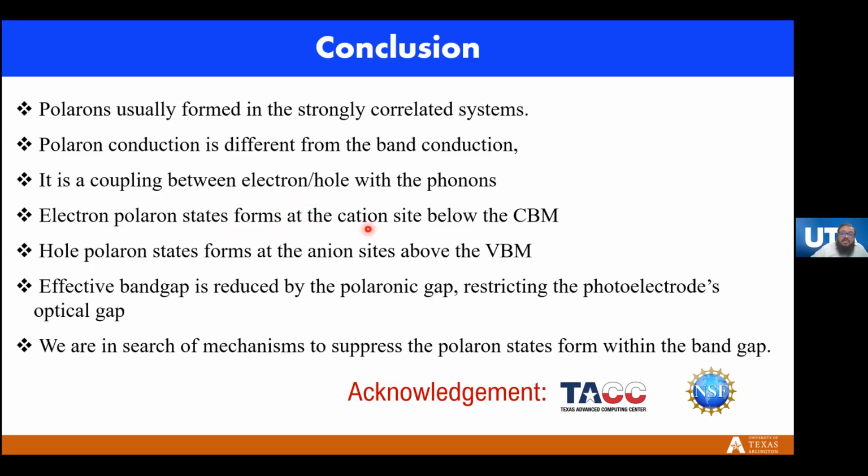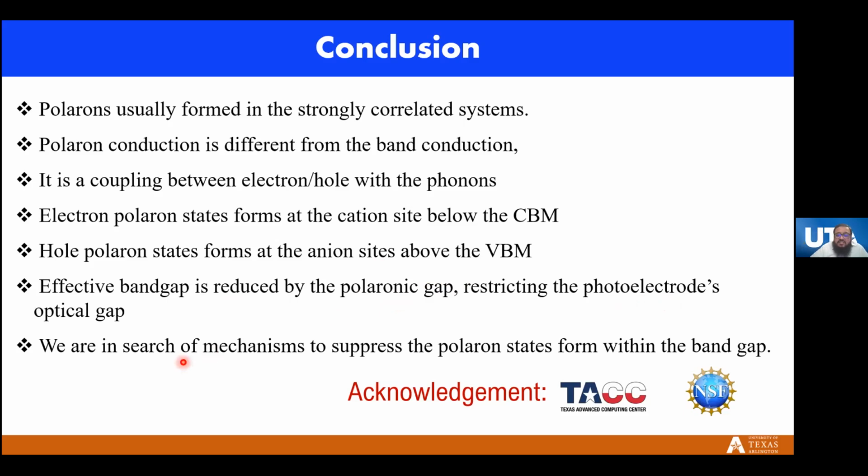Electron polarons form below the conduction band minima on the cation side. Hole polarons form at the anion side above the valence band maximum. Now, this feature I did not discuss today because of time constraint. We have shown, and this work is published, that the polaron state for the electron and hole create a polaronic gap within the band gap. And that gap actually determines the photovoltage that we know.